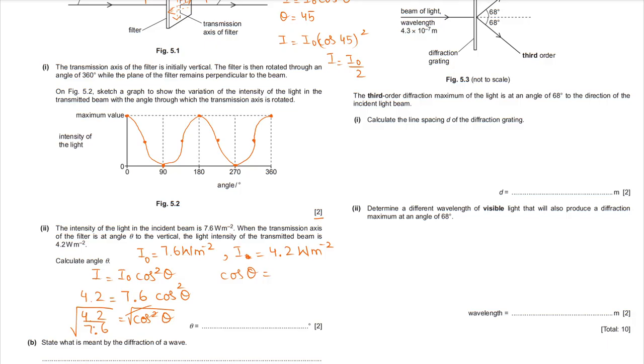The square root of 4.2 over 7.6 comes to 0.743. Now we have to take the inverse cos of 0.743, and once we take the inverse, the value is going to be 41.97. We have to give the final answer to two significant figures, so the value of theta is 42 degrees.